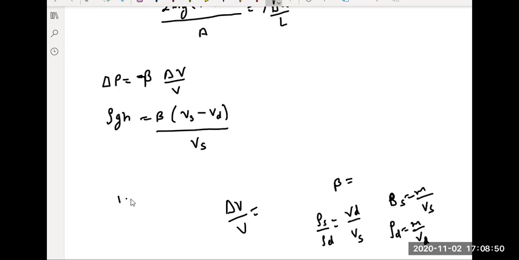It is 1 minus Vd by Vs. And what is Vd by Vs? It is rho s by rho d. So it can be written as 1 minus rho s by rho d. Just put it over here and you will get the answer. Yes or no? Tell me, guys. Got it?